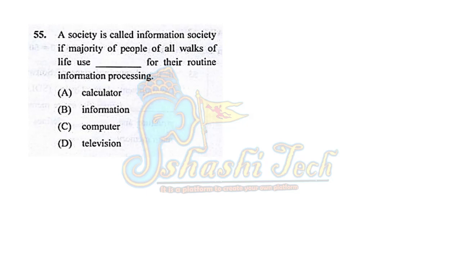If the society uses information directly, can we call that society an information society? No, you cannot. Here the options are two, that is C and D. Even nowadays, television also uses the internet. When compared to television and computer, the computer uses more information. So option C is the correct answer.